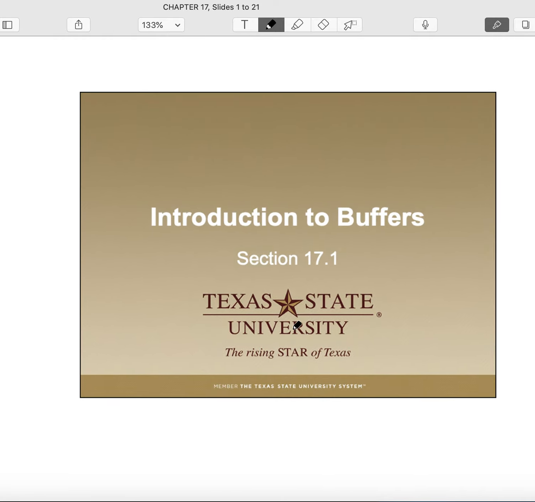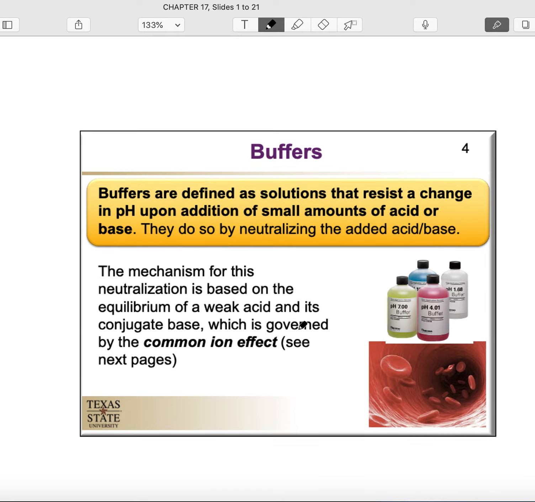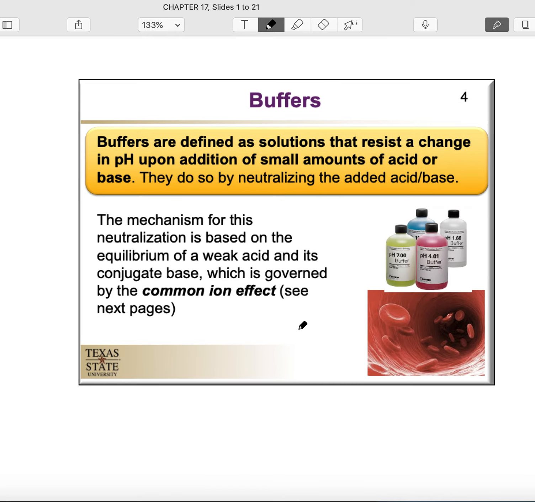Introduction to buffers, which is section 17.1 of your online book. And to begin with, what is a buffer? So a buffer is a solution that resists the change in pH whenever a small amount of a strong acid or strong base is added to it. So obviously these kind of solutions, buffer solutions, are hugely important in a number of fields. They're actually critical to our lives.